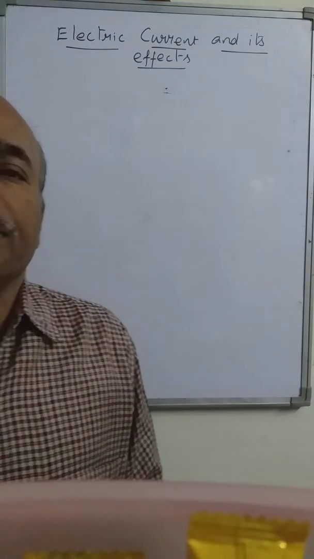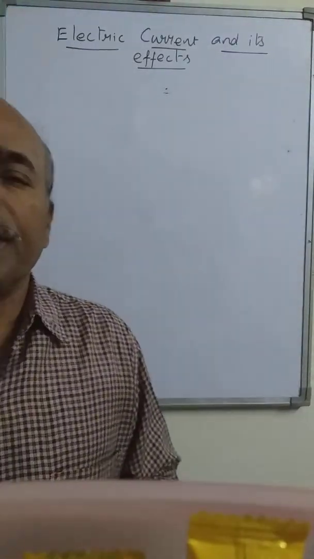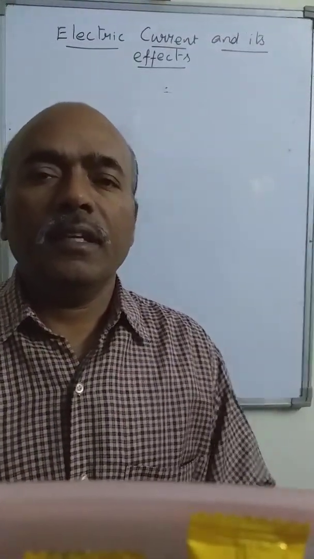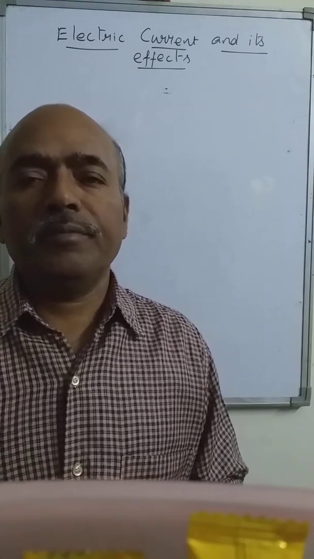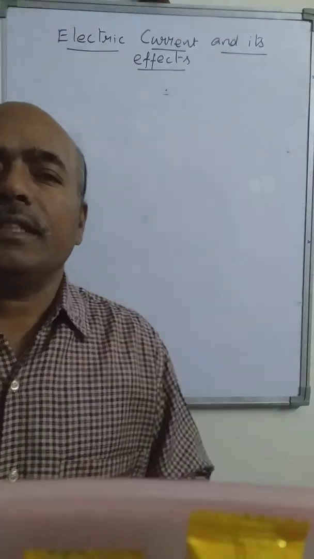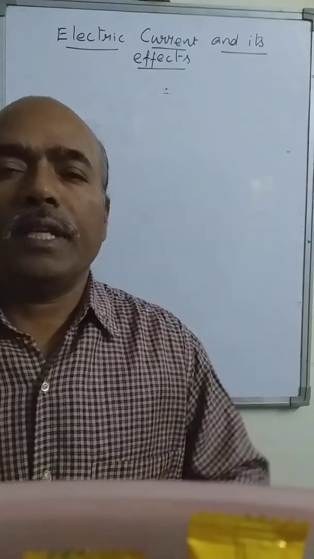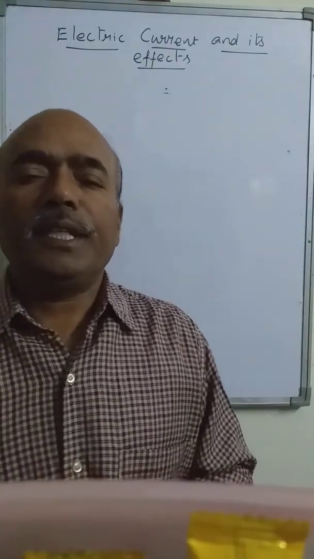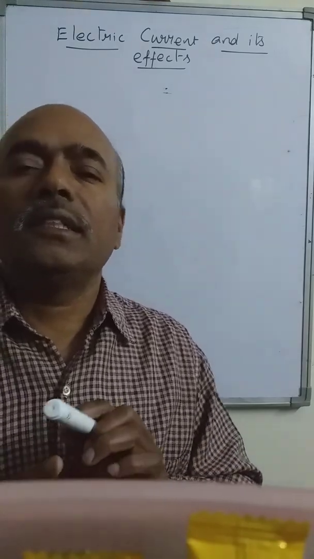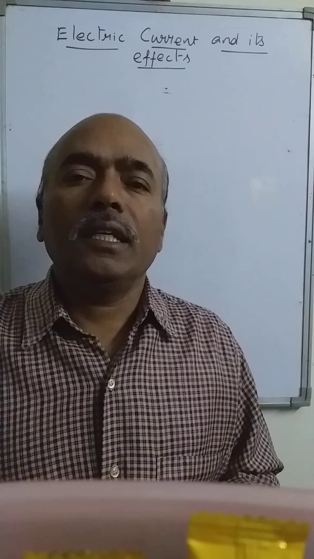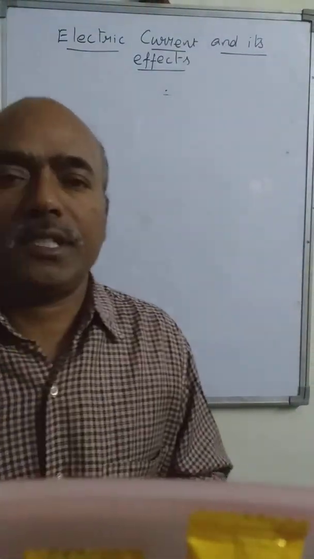Hello children. In the previous video, we were talking about the electric current. Electric current is the flow of charges per unit time. Then we were classifying the materials on the basis of the flow of electric current. If the materials allow the electric current to flow through them, they are conductors. If they do not, they are insulators. And examples were also discussed.